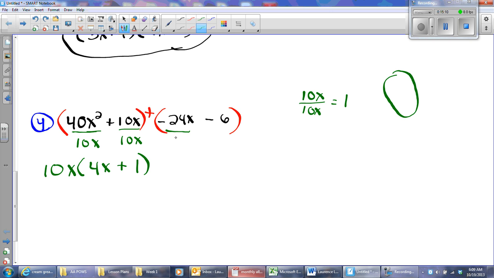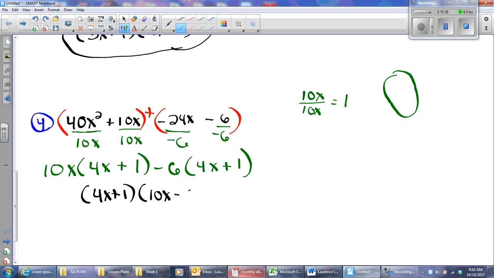Okay, looking for a GCF in here. I see both signs are negative. It's going to be a negative. Okay, and I think 6 is going to do the trick. So I'll pull out a 6. 24 divided by 6 is going to be 4. There's an x in there. Negative 6 divided by negative 6 is positive 1. Okay, so I have the quantity of 4x plus 1 times the quantity of 10x minus 6. And there we go.